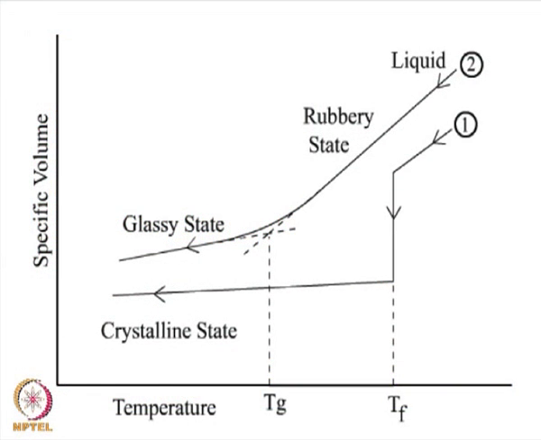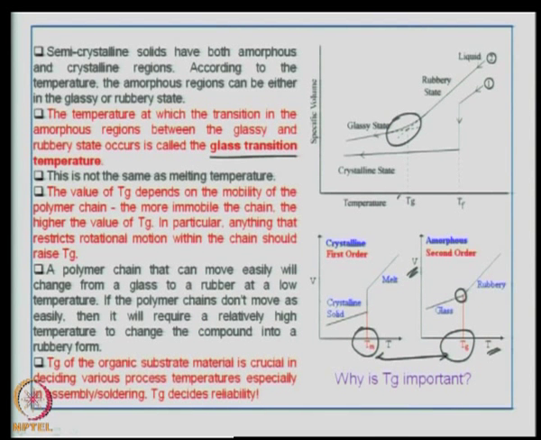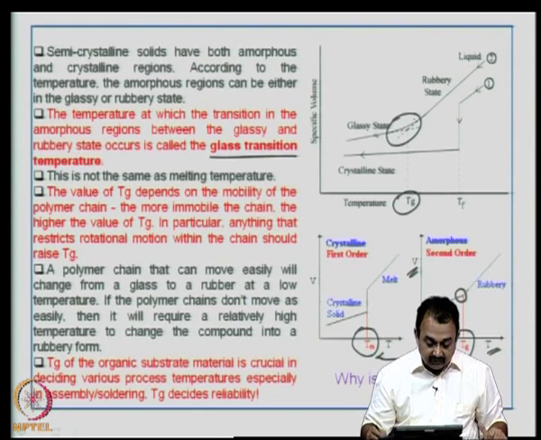So, this figure also gives you a combination of glassy state region, a rubbery state region, and it also shows the crystalline state. Then you have this region known as the glass transition temperature, and this is the freezing point or the melting point. So, the transition that takes place in the amorphous material between the glassy and the rubbery state is known as the glass transition temperature. The value depends on the mobility of the polymer chain.